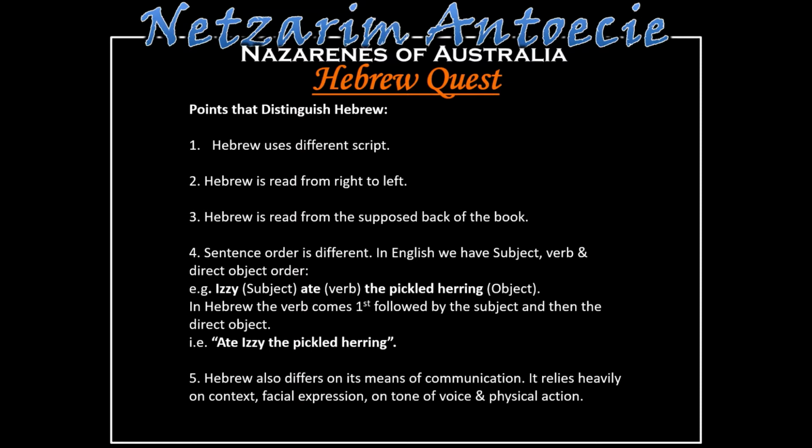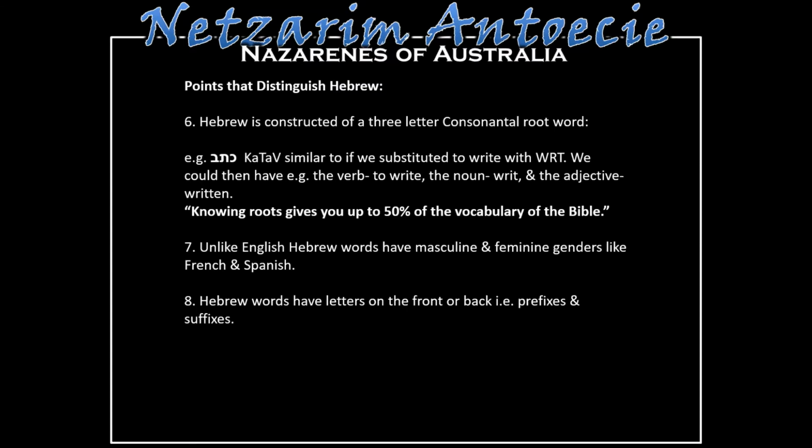And the 5th point is that Hebrew also differs on its means of communication. It relies heavily on context, facial expression, on tone of voice, and physical action. And what we'll find is words that are spelled exactly the same, depending on whether they are verbs or nouns, can have completely different meanings. But as we go along, especially as we go through scripture, that'll become fairly apparent. So let us continue now.